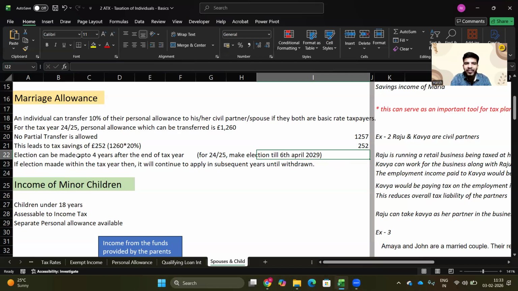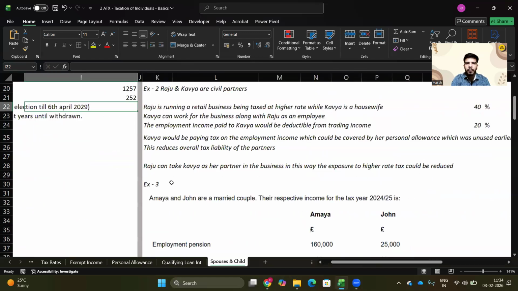So if the election is made within the tax year, then it will continue to apply in subsequent years until withdrawn. Once you enroll in this election, you would continue to have the marriage allowance applicable in your tax return every year. This allowance would be transferred every year until and unless you withdraw this election. Perfect. Now let's see an example.